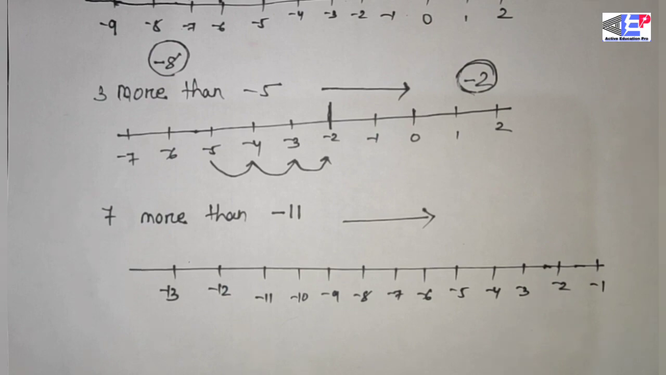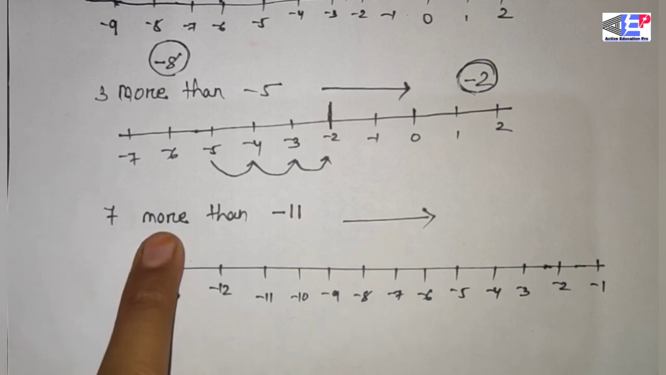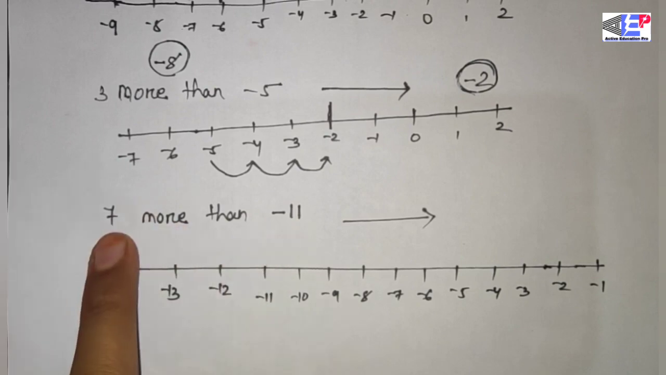Look here, in this number line there are no positive integers and no zero. As per our question's requirement, you have to place the integers, positive or negative, whatever it may be. In this example the starting point is minus 11 and you have to move left to right because the question was to get 7 places more.